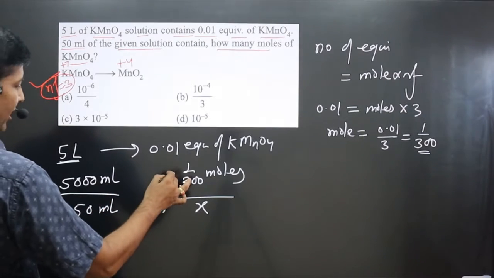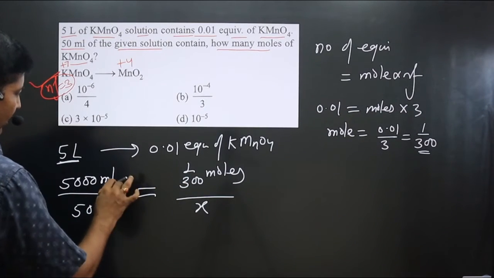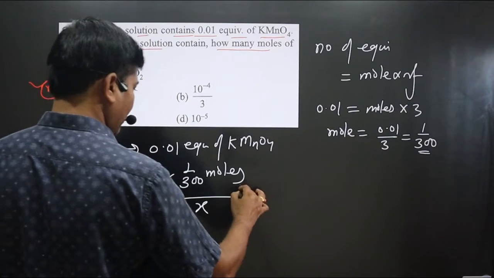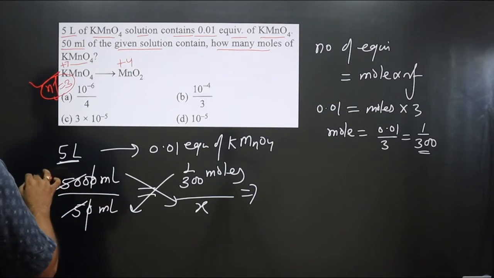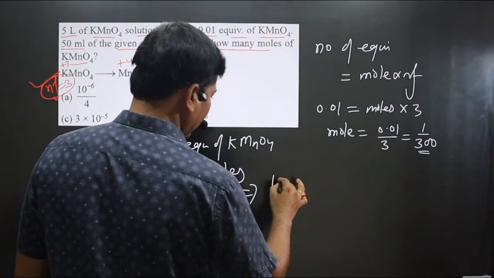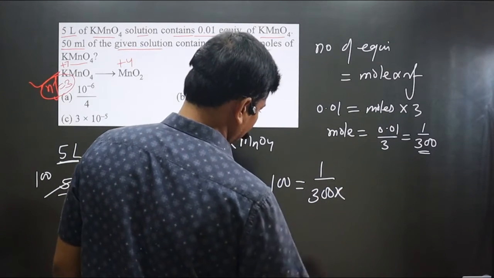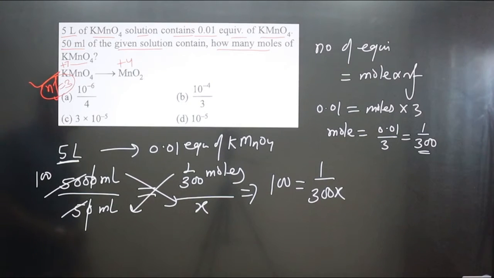Let me put it equal to here, and we can crisscross. We can cancel 5 and 0 0, so we get 100 is equal to 1 by 300 x, which is 300x. Okay, and x value is to be determined.